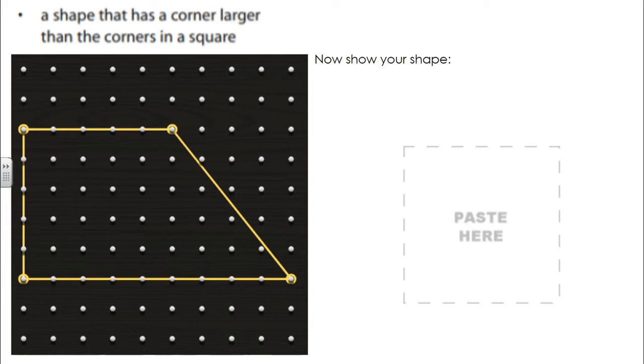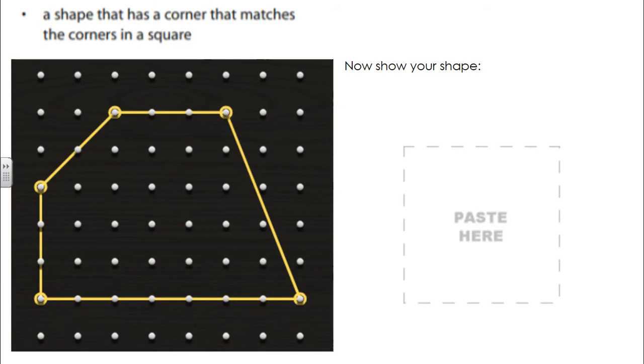Our next criteria was a corner larger than the corners in a square. And you can see I kept the same shape. I cheated a little bit. I have the same quadrilateral because right up there in that corner, that is larger than the corners in a square. And that is an obtuse angle. We've covered all of that. I think you see where this is going.